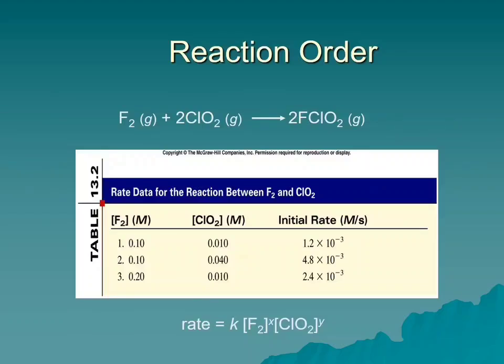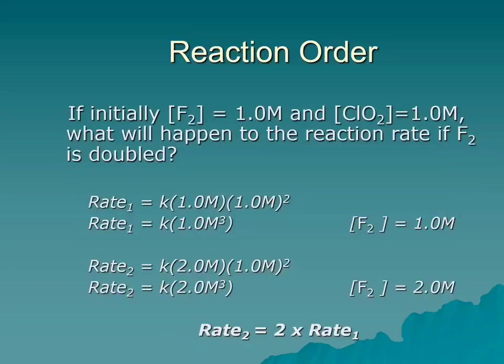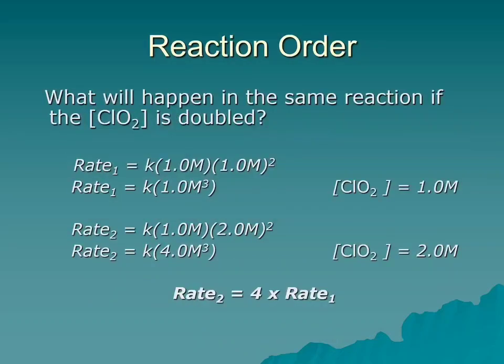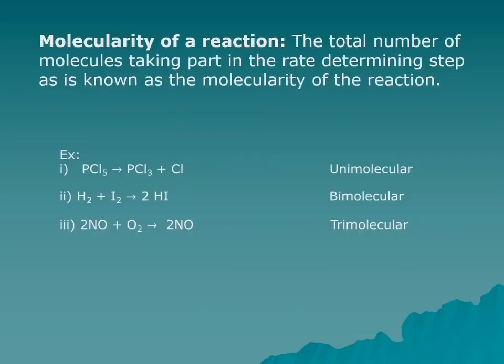Now this is a general rate data for the reactions between fluorine, starting from F2 and reaching up to ClO2. So this is the general data for the reaction order. The reason is explained in written form: if initially F2 is 1.0 M and ClO2 is 1.0 M, what will happen to the reaction rate if F2 is doubled? If fluorine is doubled, how will it proceed? It is completely explained on the screen. You can see that rate 1 will be different from rate 2, which is quite obvious because the quantities are different.